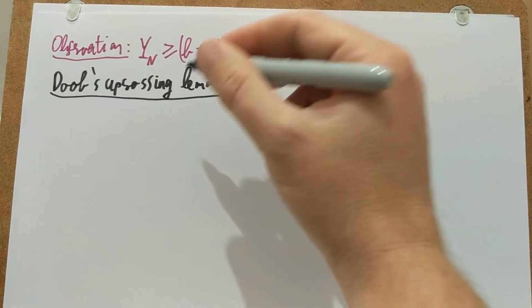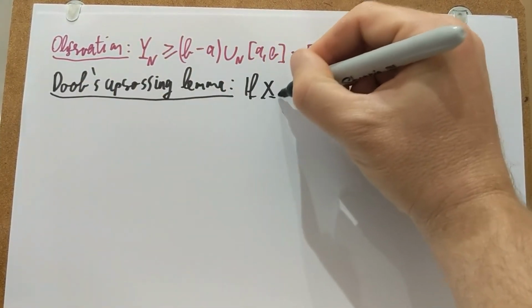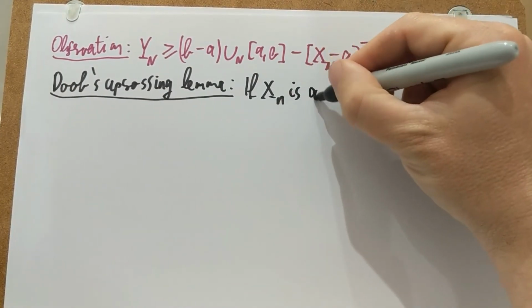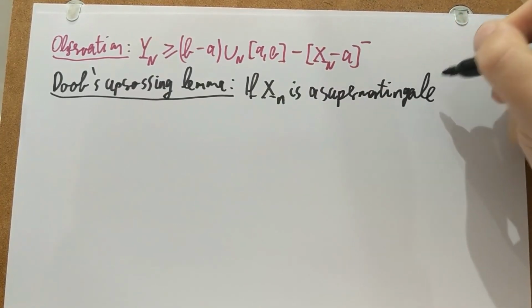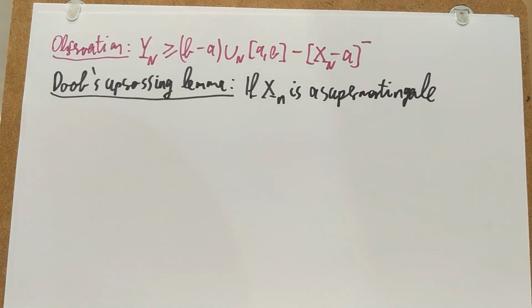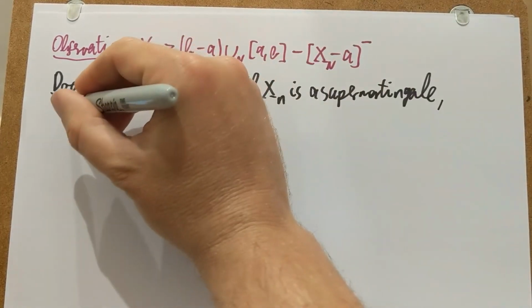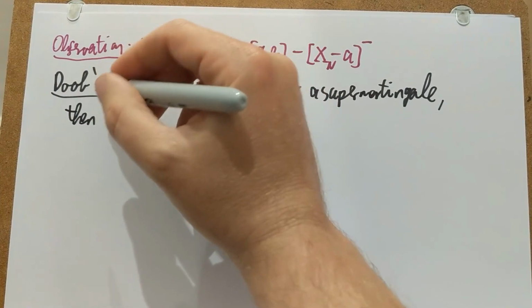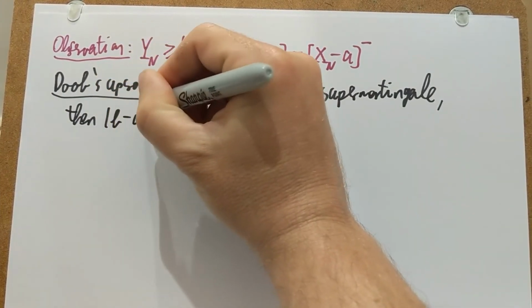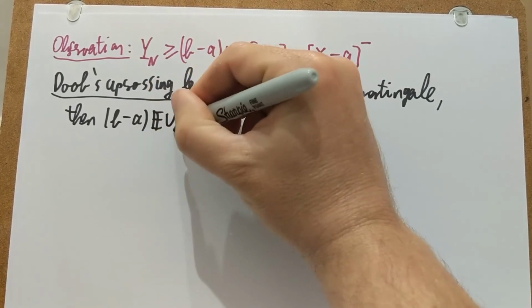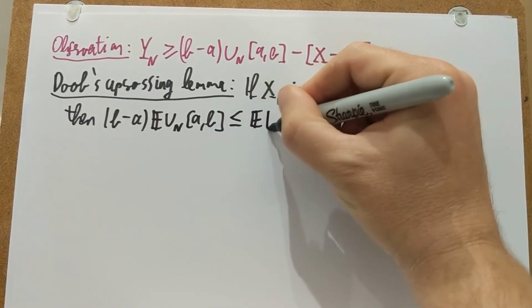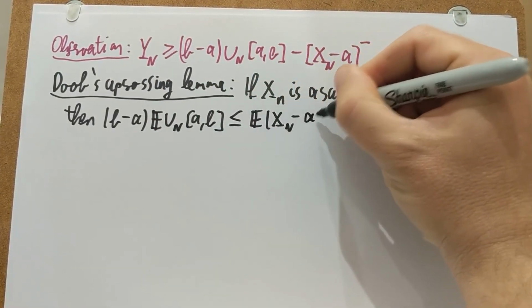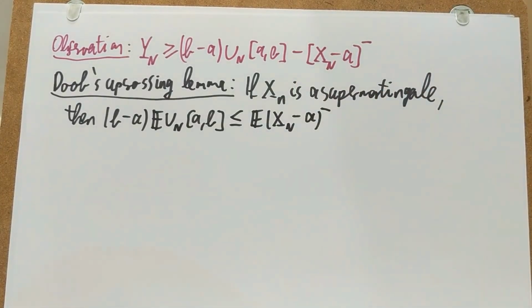Doob's upcrossing lemma is the following: if X_n is a supermartingale, recall that supermartingales are those which are decreasing, or at least non-increasing, in the conditional expectation, then based on this inequality I have a bound, namely (b minus a) times the expectation of U_n[a,b], the expected number of upcrossings, is less than or equal to the expectation of the negative part of (X_n minus a). That's Doob's upcrossing lemma.